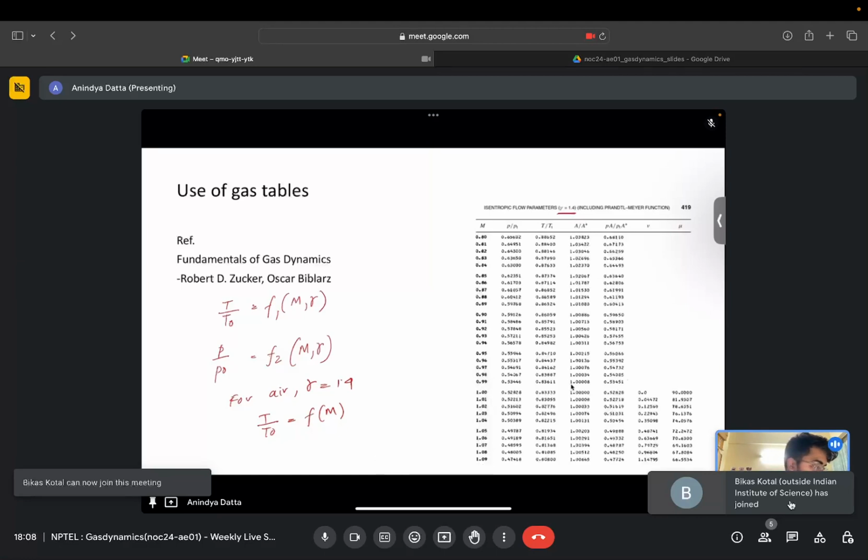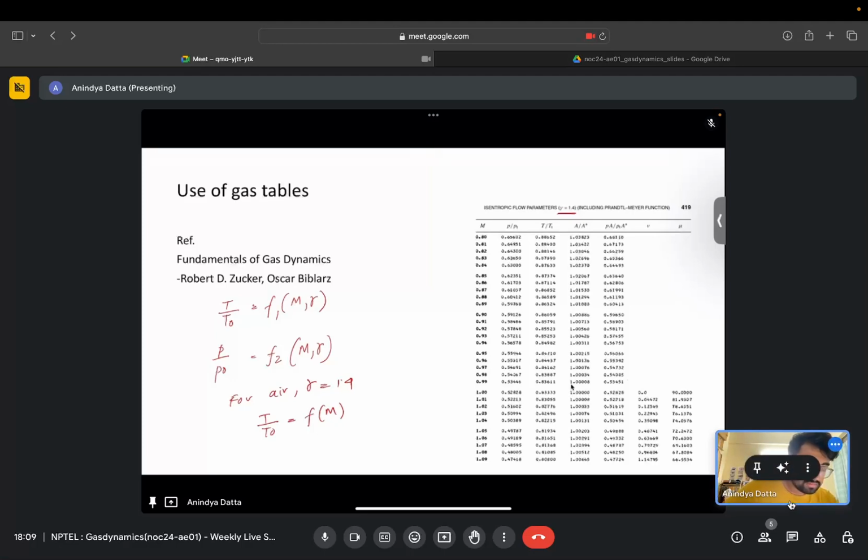In the fourth column we have the area ratio. Let's say we have a flow at a given Mach number M, where the flow area is A. A star is the area at which the flow Mach number will become 1, or sonic, if the flow is isentropic. So we get that area ratio, and there is another parameter called PA by P naught A star. Remember, these are isentropic flow parameters, so you can use them when the flow is isentropic.